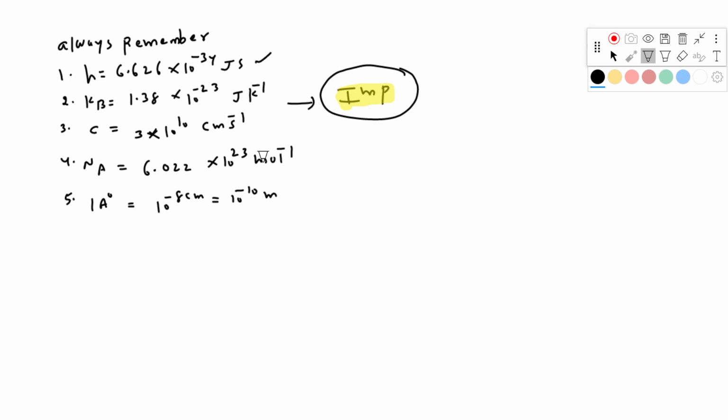If you remember these units only, you can do any question regarding thermodynamics and statistical thermodynamics. Otherwise, it is very difficult to do the questions, right? And c, the velocity of light, 3 into 10 to the power of 10 centimeter per second. Na, Avogadro number, 6.022 into 10 to the power of 23 per mole, and 1 angstrom equal to 10 power minus 8 centimeters and 10 power minus 10 meters, right? So you have to note down all these important units.